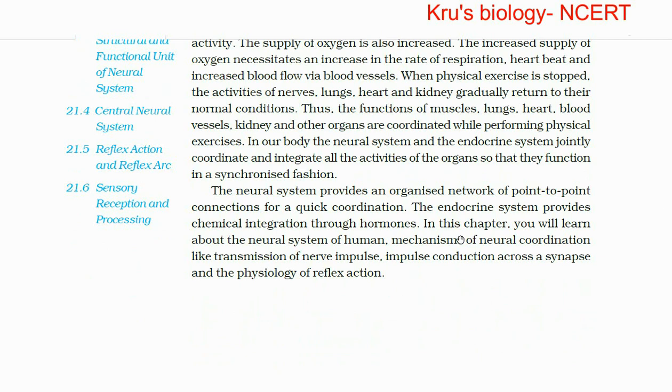Now in this chapter you will learn about the neural system of humans, the mechanism of neural coordination, like transmission of nerve impulse, impulse conduction across the synapses between two neurons, and the physiology of reflex action. We are going to study all these things.